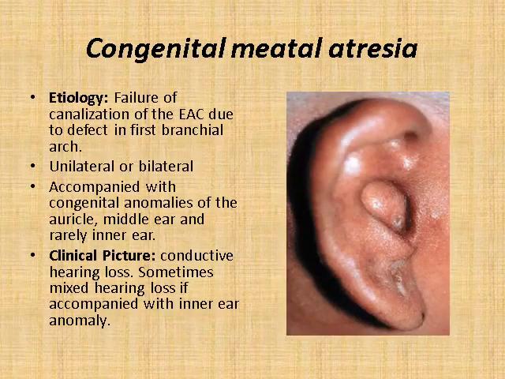Congenital meatal atresia is failure of canalization of the external auditory canal due to a defect in the first branchial arch. It might present bilaterally or unilaterally, and it's usually accompanied by other congenital ear anomalies like anomalies of the auricle, like the microtia, or anomalies of the middle ear like hypoplasia or aplasia of the middle ear. It's rarely accompanied by inner ear anomalies. That's because of the different embryological origin.